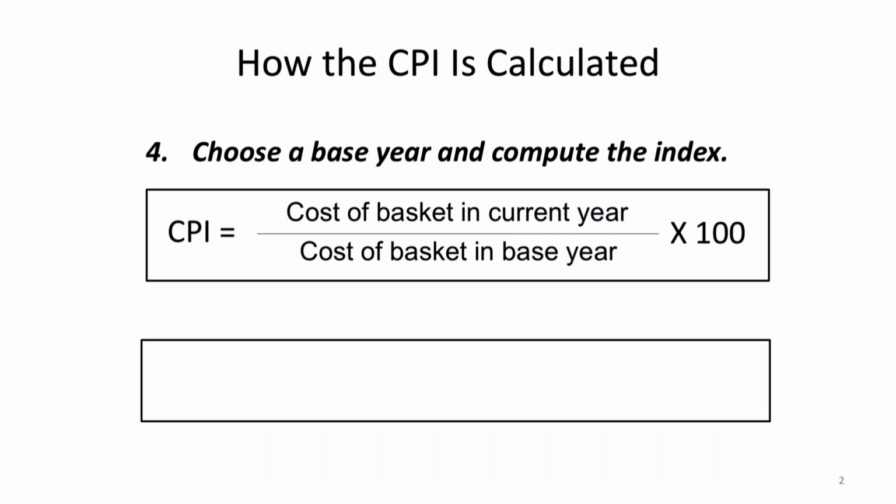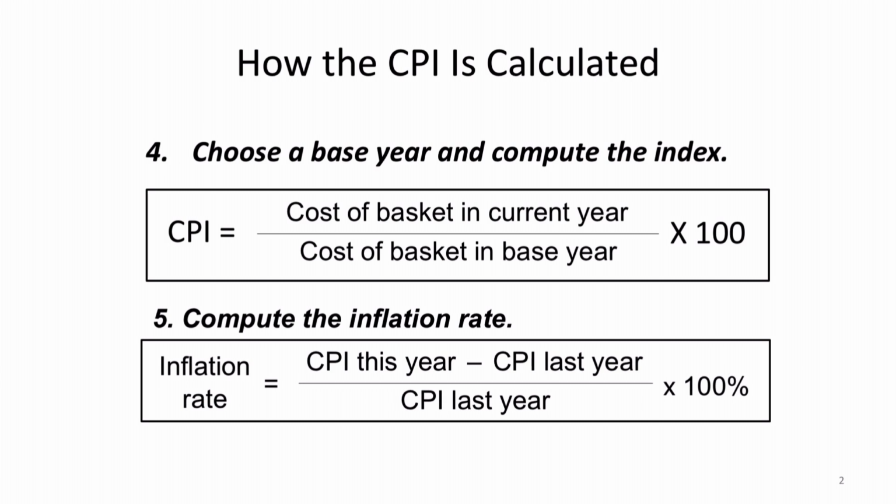The CPI is going to be the cost of the basket in the current year divided by the cost of the basket in the base year. Lastly, if we want to compute the inflation rate, we simply take the percentage change of the CPI. We take the CPI this year minus the CPI from last year, divided by the CPI from last year, times 100%. And that's going to give us the percentage change in the price index from one year to the next, and that's going to reflect the inflation rate in the economy.